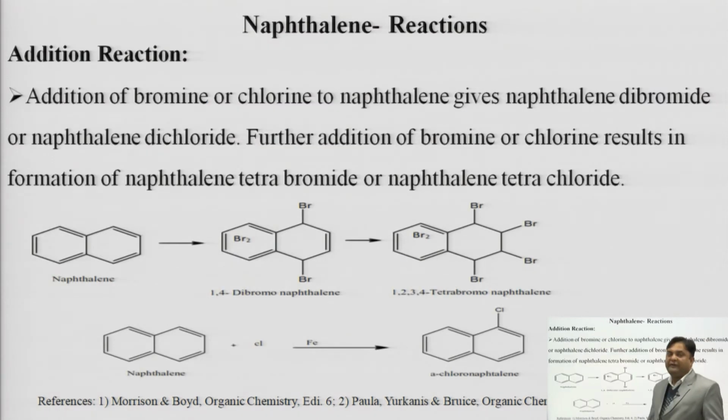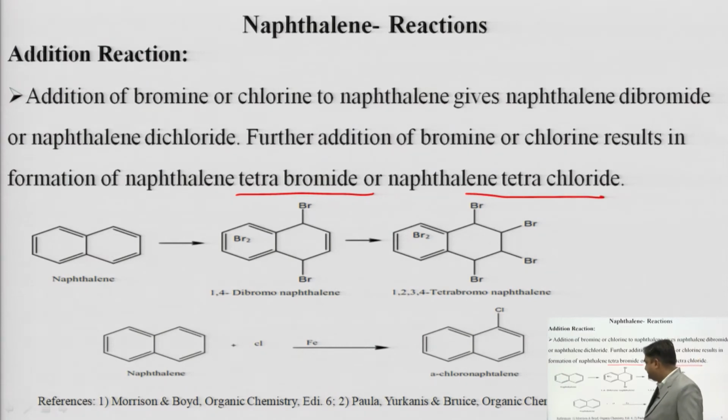Now, the third reaction includes the addition reactions. You are all aware of what addition reactions actually are. So, addition of bromine or chlorine to naphthalene gives naphthalene dibromide or naphthalene dichloride, whatever we want to add. If we add bromine to the naphthalene, we get dibromide naphthalene. If we add chlorine, we get naphthalene dichloride. Further addition of bromine or chlorine results in the formation of naphthalene tetrabromide or naphthalene tetrachloride.